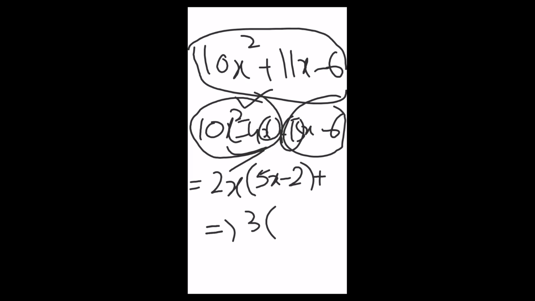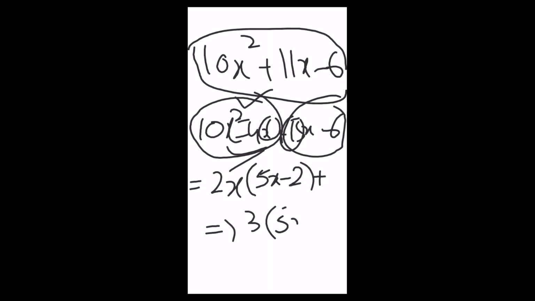So what number should I see now? I can easily understand that if I multiply 3 times 5, it could be definitely 15x. Oh, sorry. It's not 15, it will be 5x. So 3 times 5, 15x minus, because 6 is minus. Now 3 times 2 would be 6. So your question is solved now.